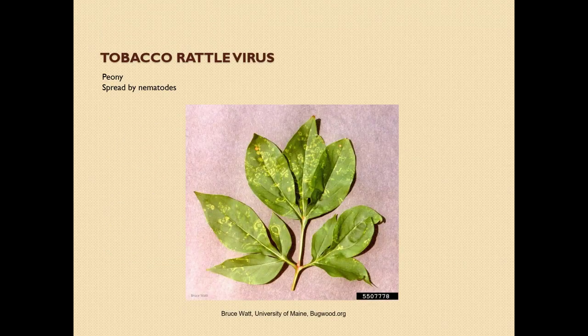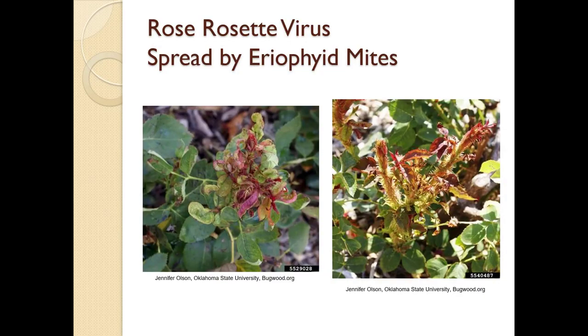So here's tobacco rattle virus on peony. So don't let the name of the virus get you. It's just probably the first plant that they discovered the disease on. This is spread by nematodes. Here's rosette virus, which is spread by Eriophid mites.